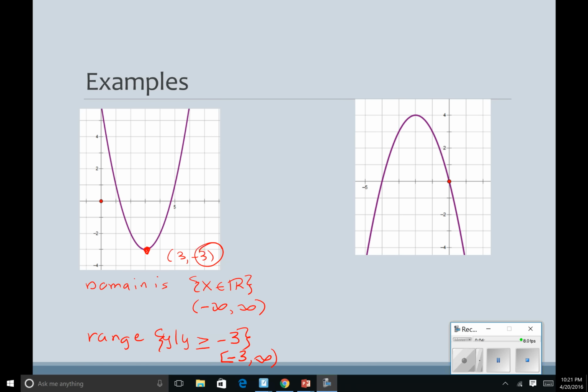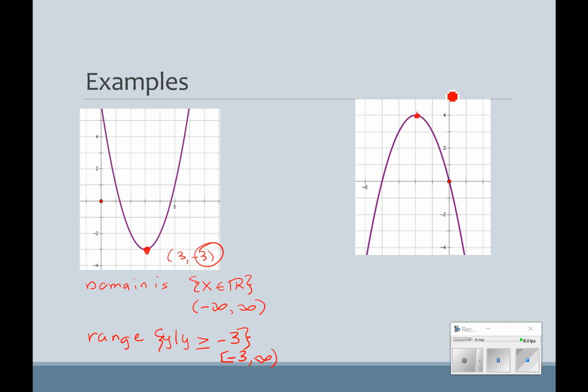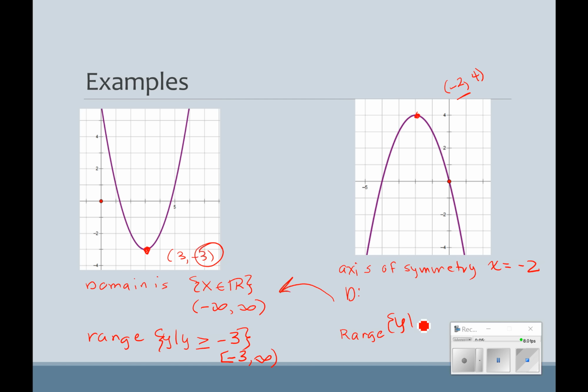For my second example, I want you to notice that the vertex is here, and that is negative 2, positive 4, and it opens down. Now, the equation for our axis of symmetry is going to be x equals negative 2, the x value of the vertex. Okay, my domain, I'm just going to write a D, is going to be the same as the other one, right here. They're going to be that way for all of our parabolas. The range in this case is going to be less than because it opens down. So y such that y is less than or equal to 4. And then in interval notation, remember we start with the smallest, so negative infinity to positive 4.